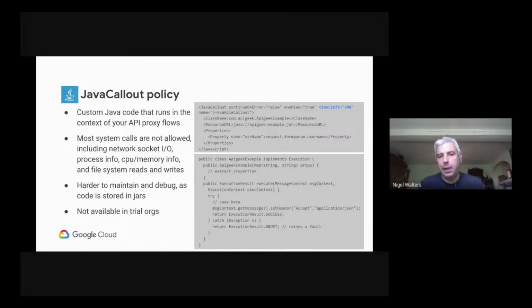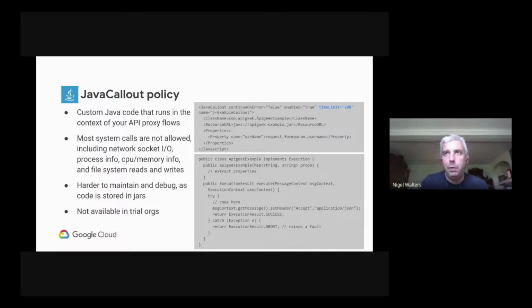Next, we've got the Java callout policy. For this, you're going to have to essentially write a Java class, package that in a jar file, and make that available to Apigee. There's some interfaces we provide that you need to implement in order to build your Java class. So you can actually see here it's implementing this execution interface. And that, of course, then gives the various methods that provide the hooks from Apigee back into your Java code.